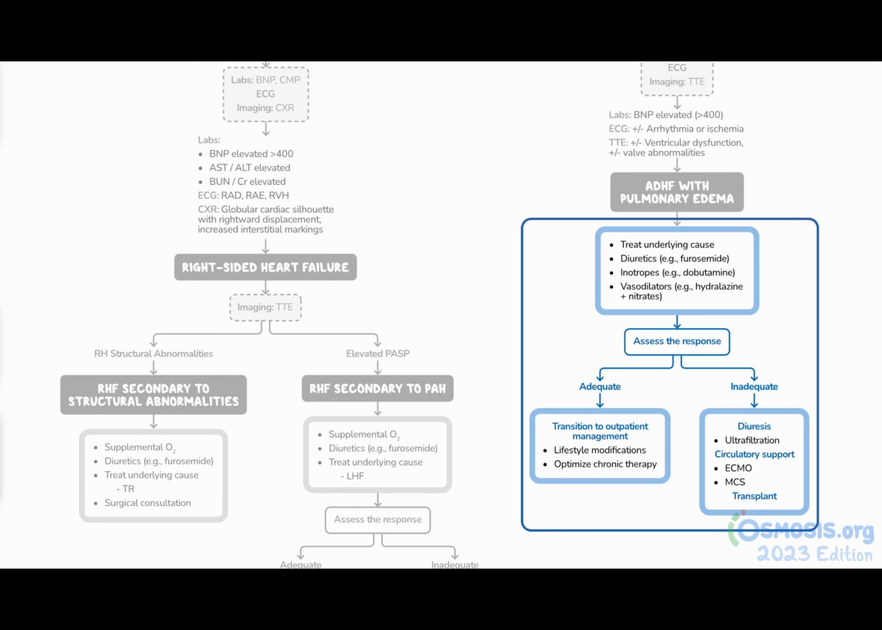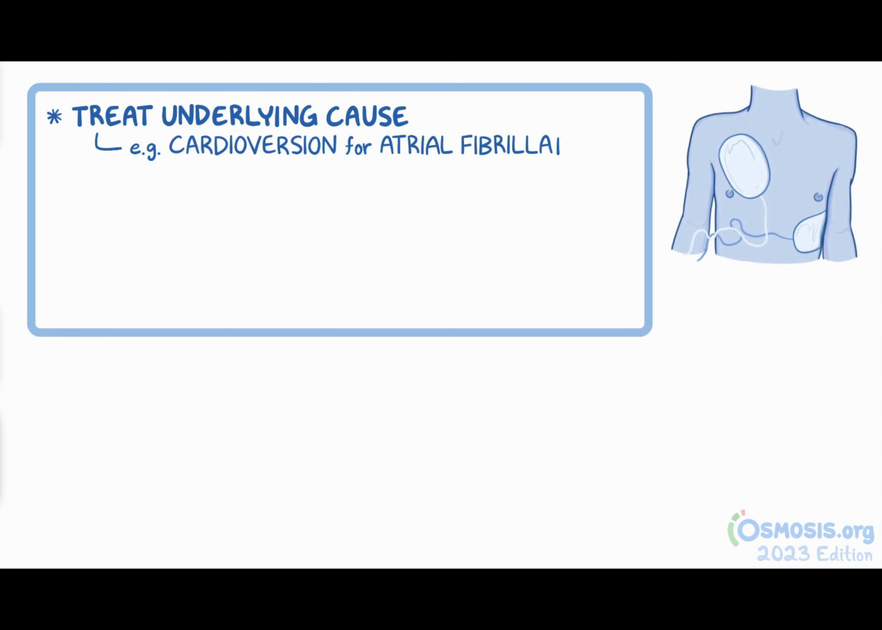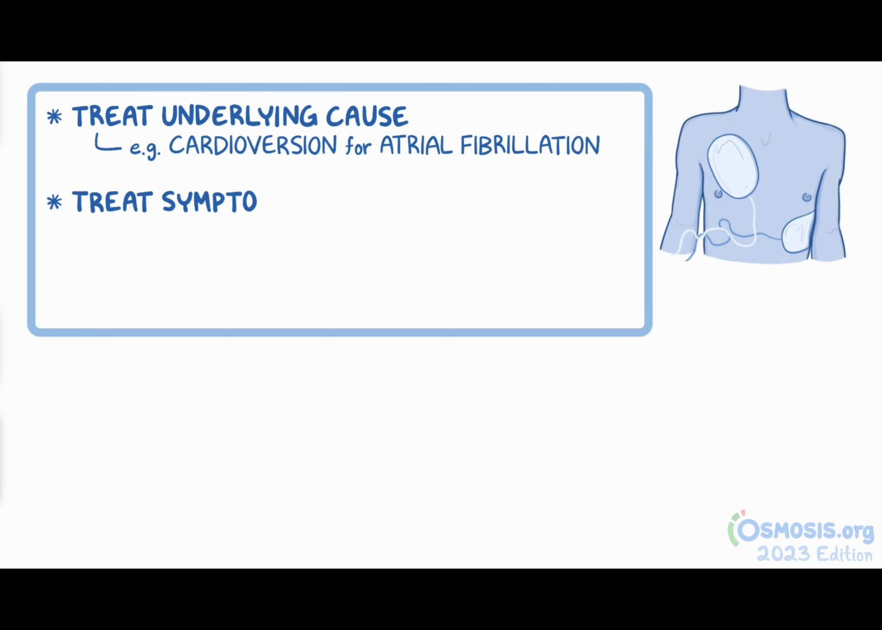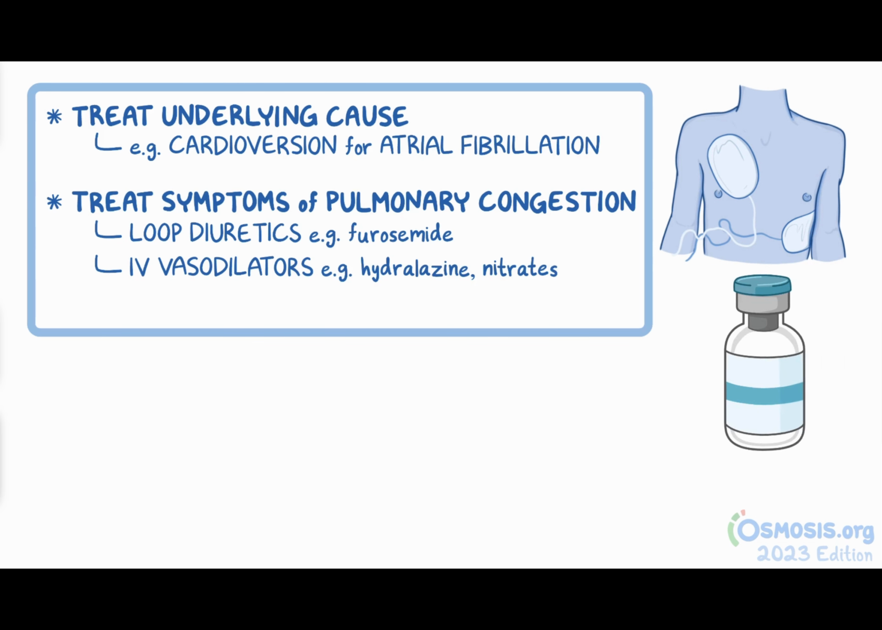Alright, let's switch gears to treatment. First, treat the underlying cause whenever possible. For example, cardioversion for atrial fibrillation. Next, treat symptoms of pulmonary congestion with loop diuretics like furosemide and IV vasodilators such as hydralazine and nitrates. Or you may even need positive inotropes like dobutamine.